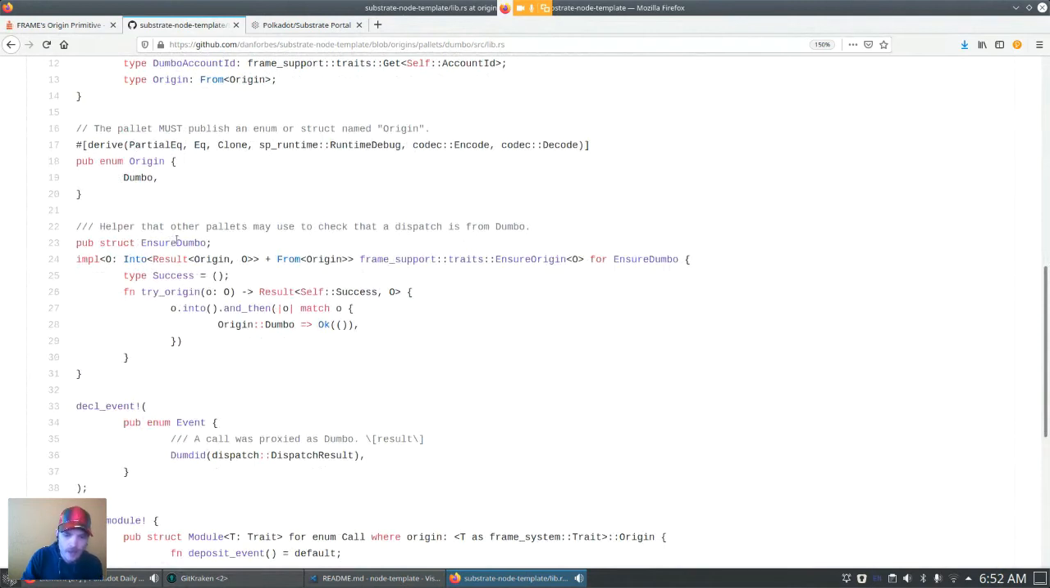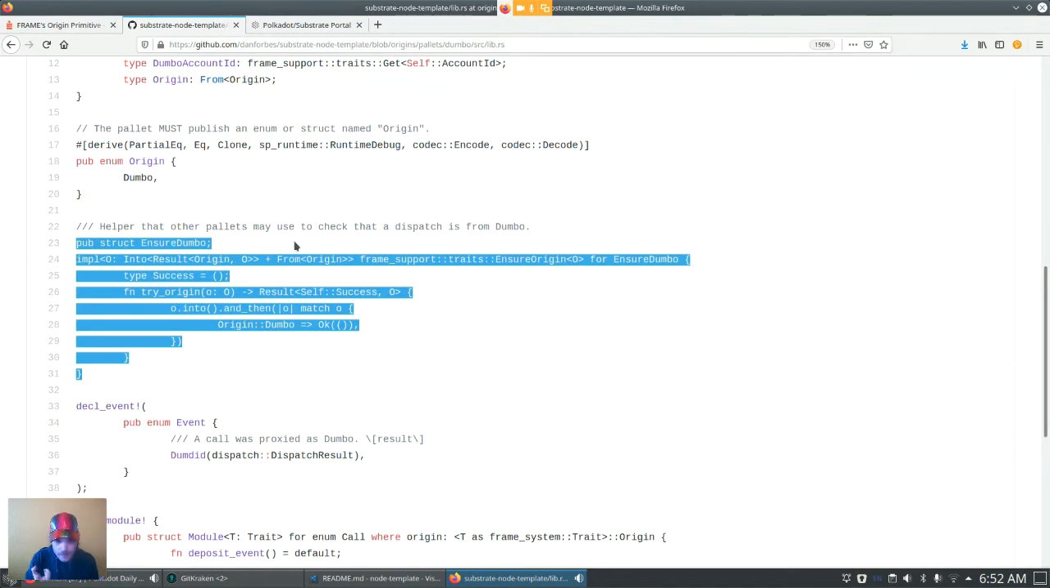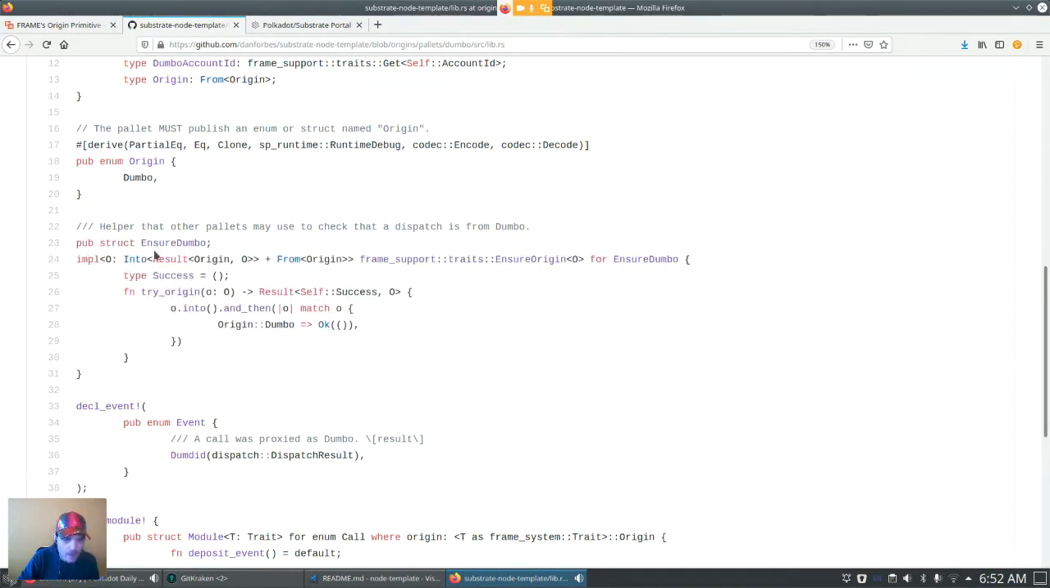And so then we create this struct that implements a trait, a Rust interface that's defined by the frame system. It's called EnsureOrigin. And what this trait does is it defines a single function called try_origin that's going to take some raw origin, the runtime system's idea of an origin, which is this O, and it's going to try to turn it into the origin defined in the palette. And if that happens okay, we're going to return Ok. Otherwise, we throw an error. And so this is wrapping up the logic that allows us to do that. And so now other palettes can use this EnsureDumbo struct and make use of the logic that it encapsulates.